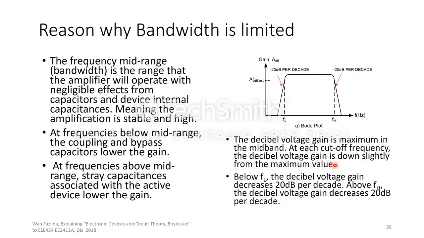So the decibel voltage gain is maximum in the mid-band, and at each cutoff frequency the decibel voltage gain is down slightly from the maximum value, meaning that below FL, the decibel voltage gain decreases 20 dB per decade. So every decade of hertz, the gain will roll off by 20 dB. Above FH as well, the decibel voltage gain decreases 20 dB per decade. What this is saying is that when you're designing amplifiers, you just need to make sure that you're operating within the right frequency range.